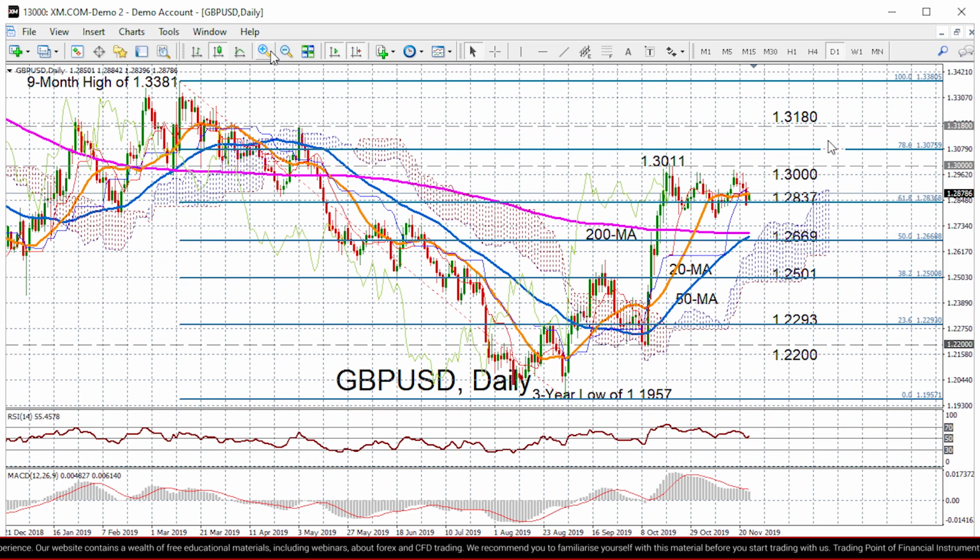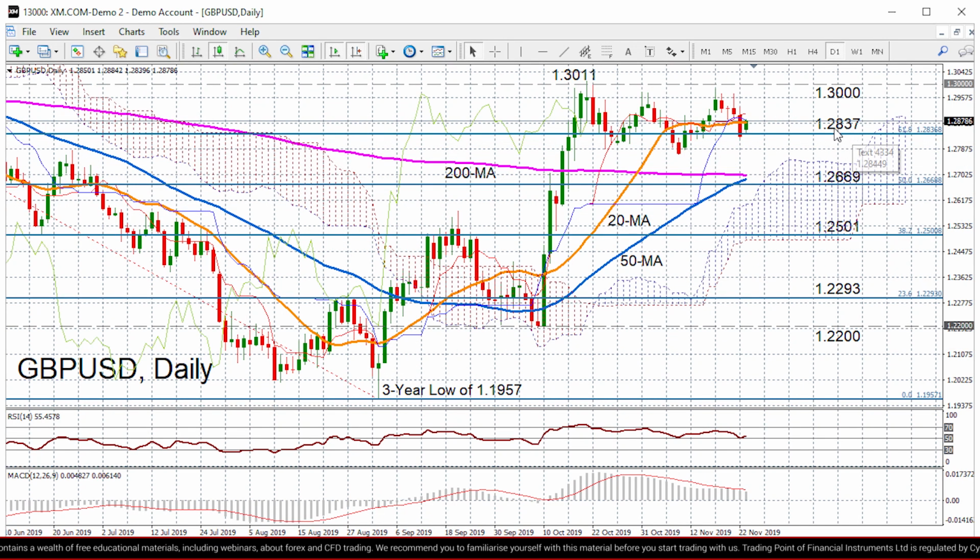At the moment, prices are stuck between the 61.8% Fibonacci retracement of that down leg from 1.3381 to 1.1957, so that comes in at 1.2837, and the 20-day moving average, which is around 1.2880. And also slightly above the 20-day moving average, we do have the Tenkan Sen and Kijun Sen lines, so that's potentially looking like a sticking point for pound dollar if it attempts to break higher.